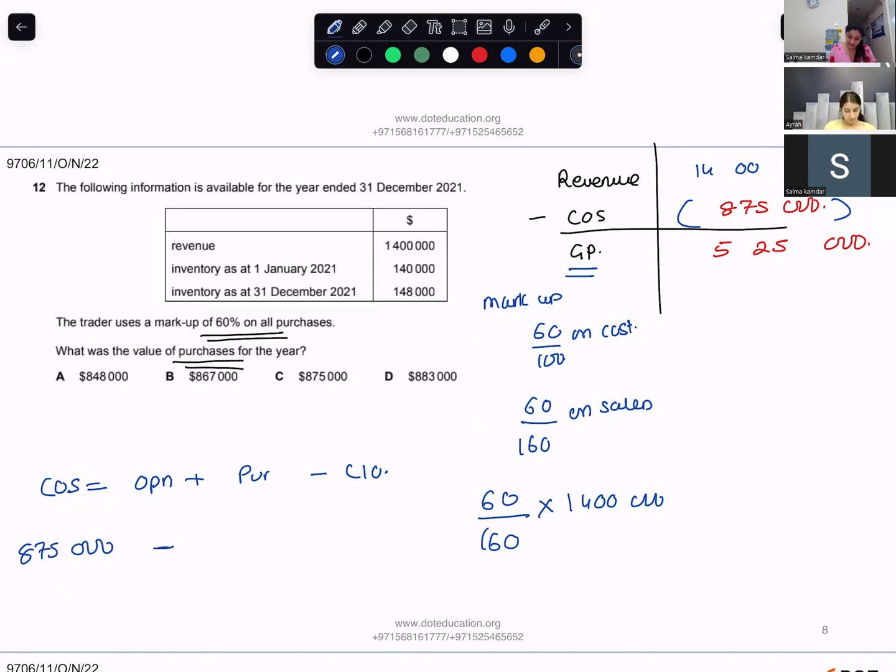Minus opening inventory, 140,000, plus closing inventory, 148,000. You will get your purchases as 883,000. Option D. Go to the next one.